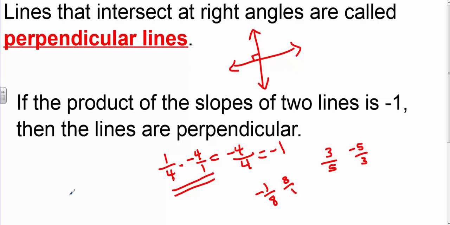And the way that you indicate two lines are perpendicular, line L is perpendicular to line M. This is the symbol for a perpendicular line.